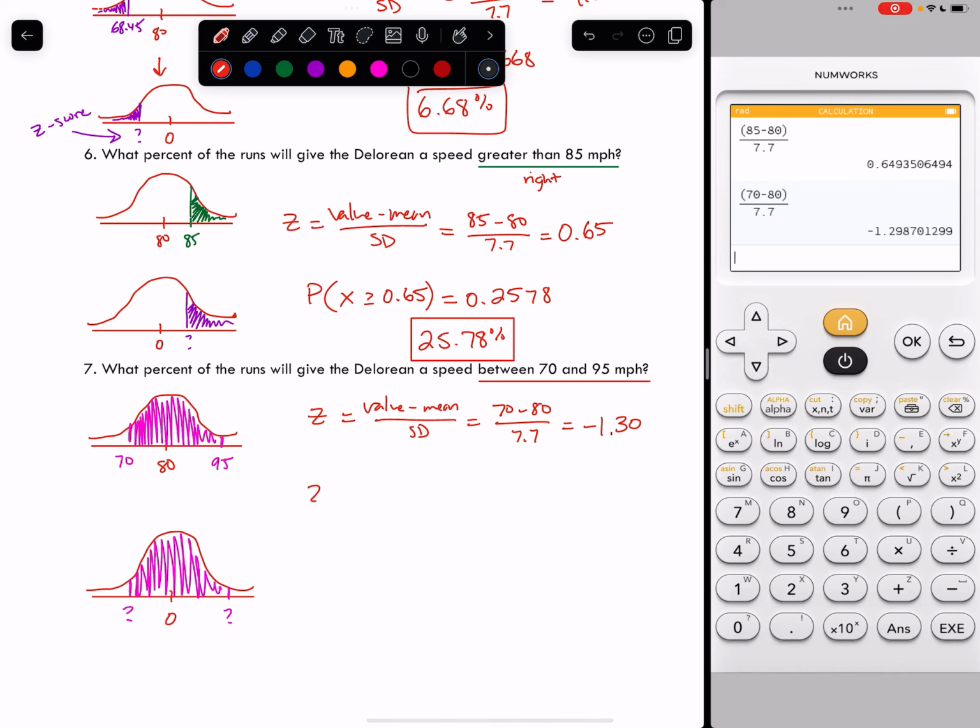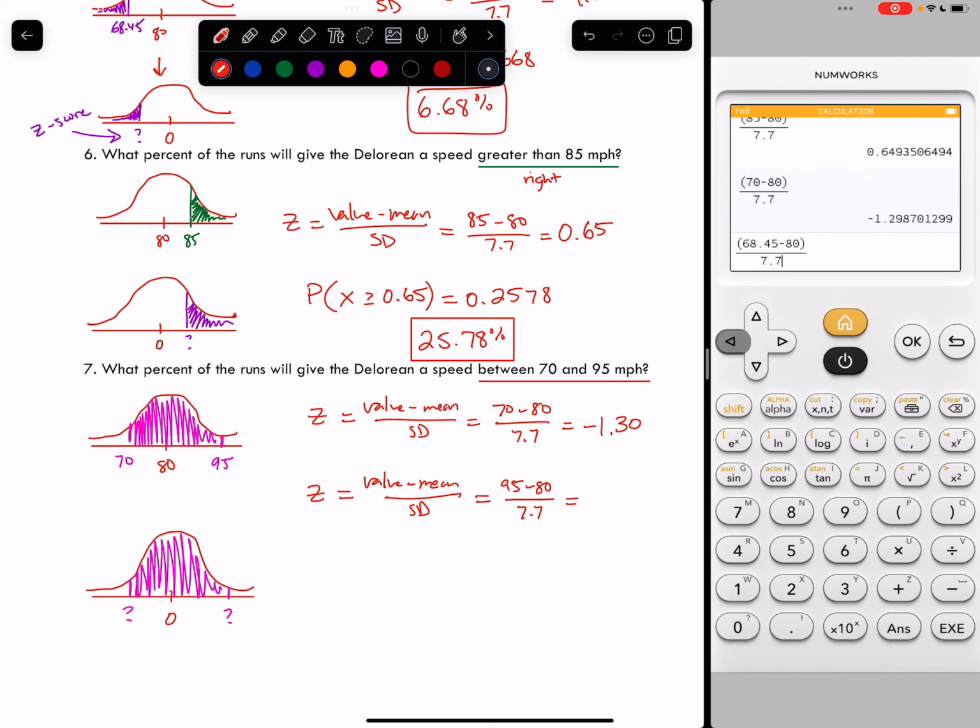And if we do the other z-score, value minus mean over standard deviation is 95 minus 80 over 7.7. Go ahead and paste that in. 95, 1.95. So it tells me that my 2 z-scores are negative 1.30 and 1.95.